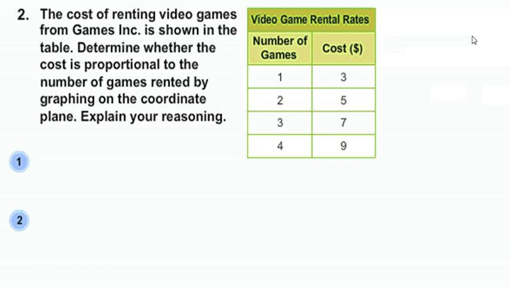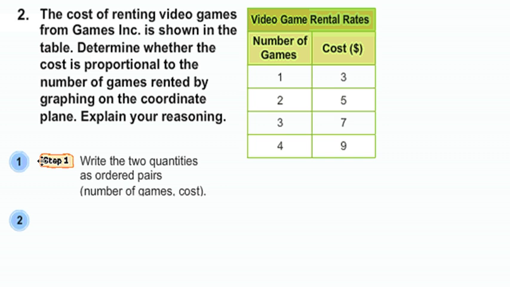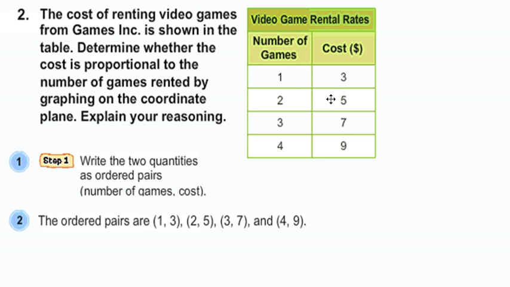Example 2. The cost of renting video games from Games Inc. is shown in the table. Determine whether the cost is proportional to the number of games rented by graphing on the coordinate plane. Explain your reasoning. So here they have a table provided for you, which makes our life a little easier. We're going to write the quantities as ordered pairs, our x comma y's. So we're going to do number of games. That's our first one, so that's considered your x. And cost, that's the second one, and that's considered your y coordinate. So we're going to have 1 comma 3, 2 comma 5, 3 comma 7, and 4 comma 9.